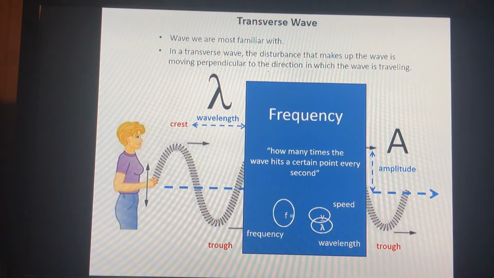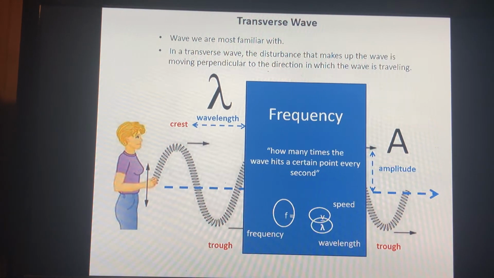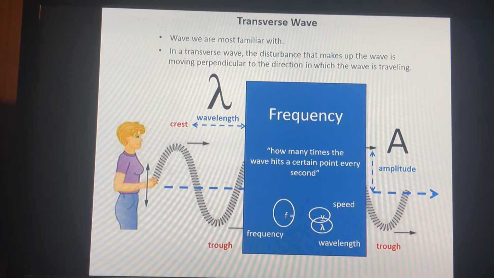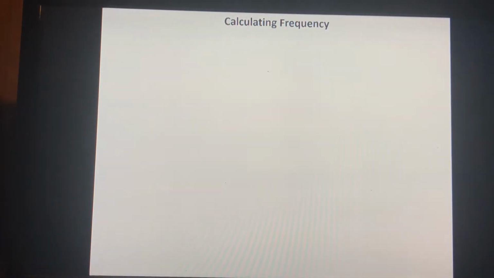So in order to find the frequency, we are going to divide the speed that the wave is traveling by its wavelength, and that will give us what the frequency is. That is how many times the wave hits a certain point every second. So once again, F equals V divided by lambda, or frequency equals speed divided by wavelength.